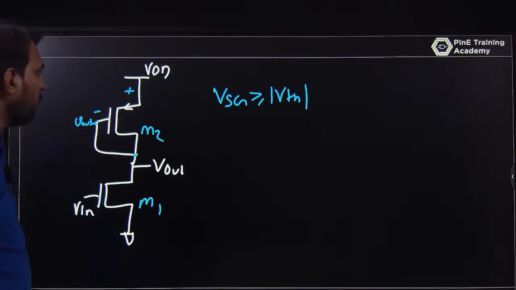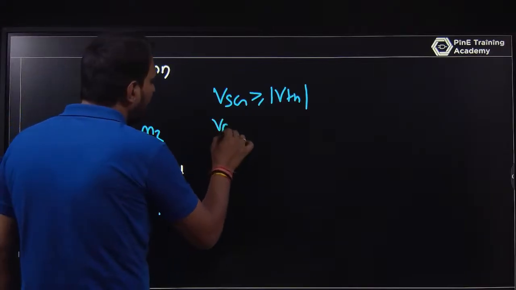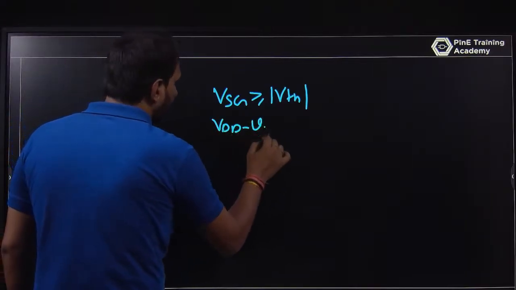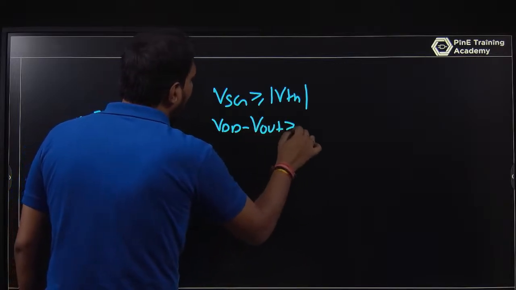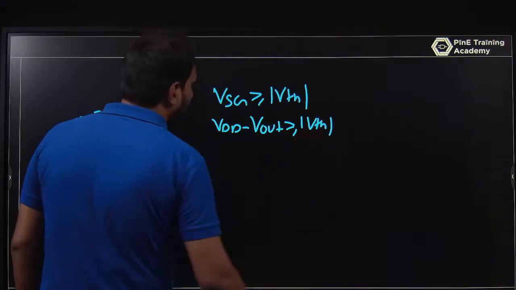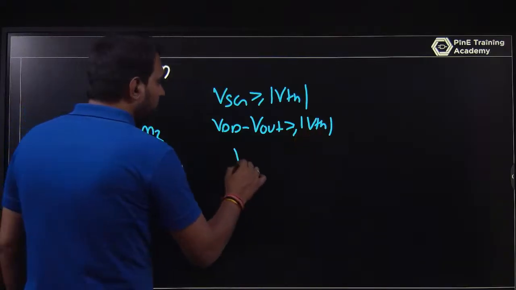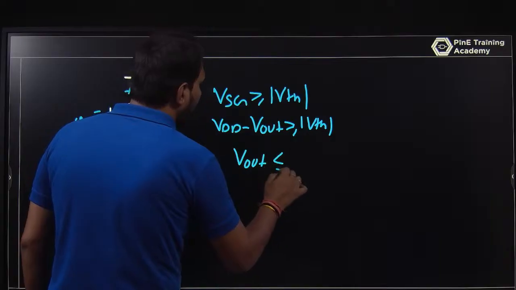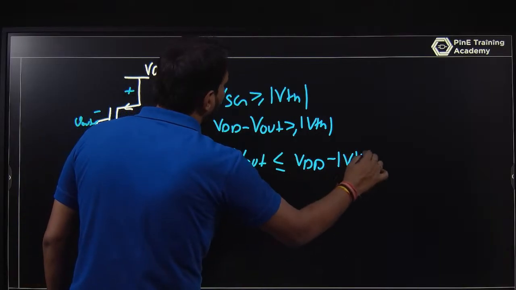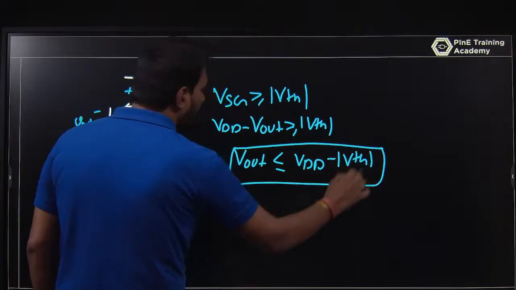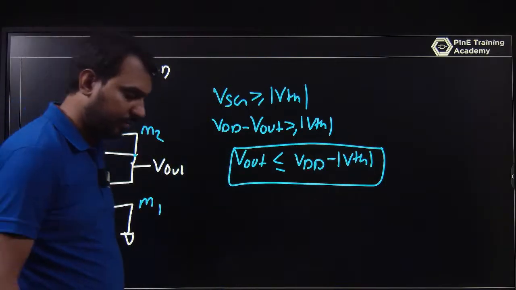So what is the source voltage? The source voltage is VDD. The gate voltage is V out, greater than mod VTH. So V out is less than or equal to VDD minus mod VTH. So I can say that V out never reaches VDD.